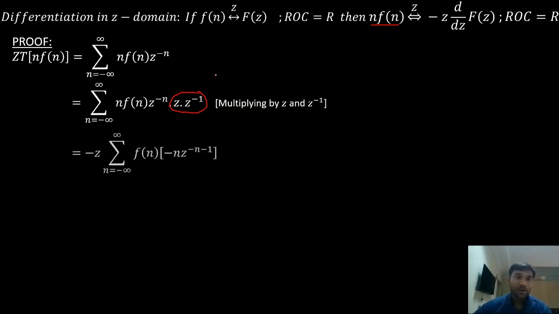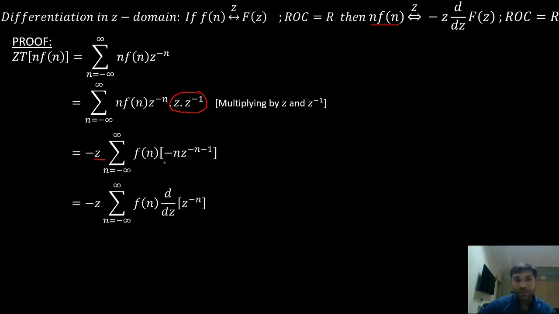Now I'll take this minus z outside. And what do I have inside? Inside I have n into f of n, z to the power minus n minus 1. Now I'm introducing a negative sign inside as well as outside. So both of them can cancel and we'll revert to the previous step. I'm just introducing a negative sign both inside the summation and outside the summation as well.